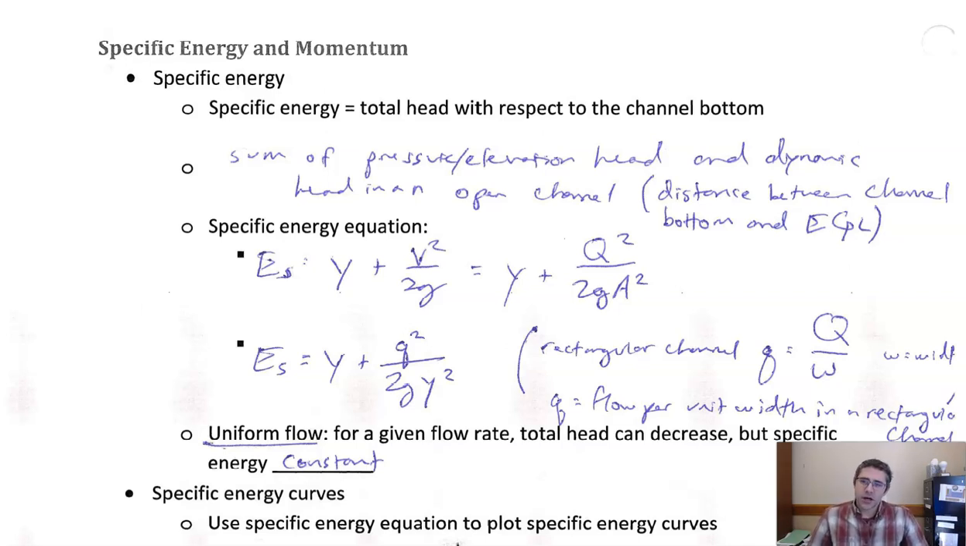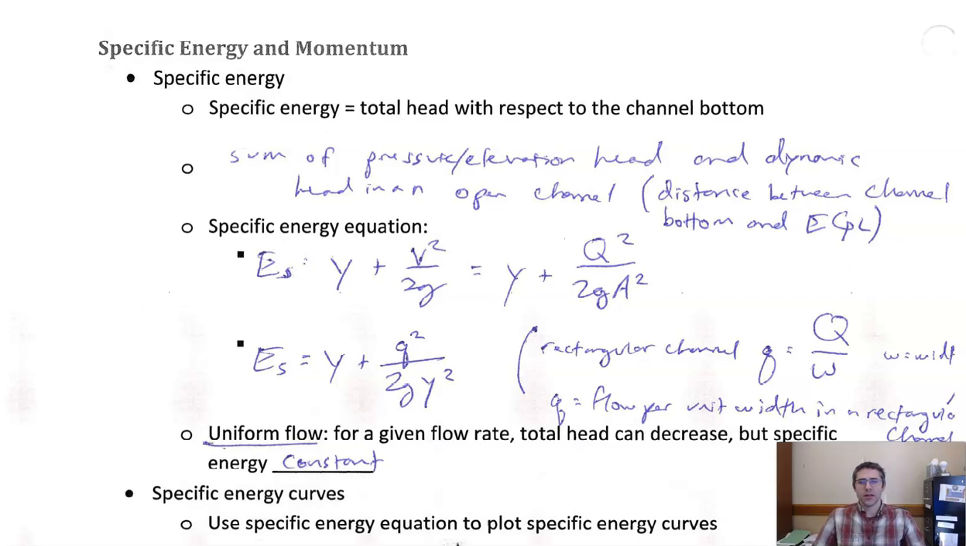So last time we talked about some of the basics of open channel flow and about some of the characteristics in general, like depth, top width, hydraulic radius, etc. And today we're going to be talking about specific energy. And the definition of specific energy is the total head with respect to the channel bottom.